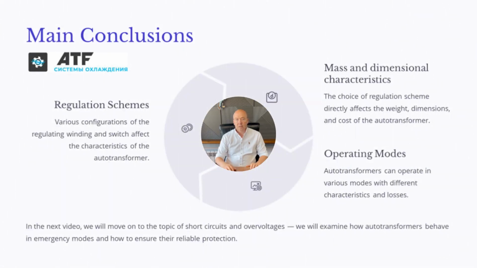Today we learned what regulation schemes are applied in autotransformers, how the choice of scheme affects weight, cost, overload, and stability, and what operating modes are typical for autotransformers and how they affect losses. In the next video, we will move on to the topic of short circuits and overvoltages. We will see how autotransformers behave in emergency conditions and how to ensure reliable protection.